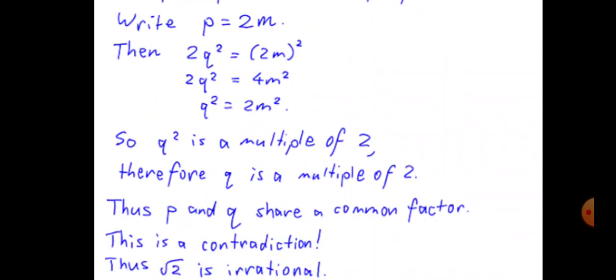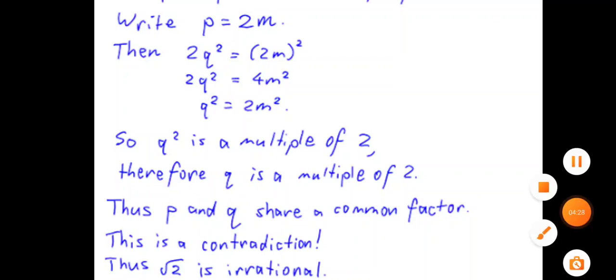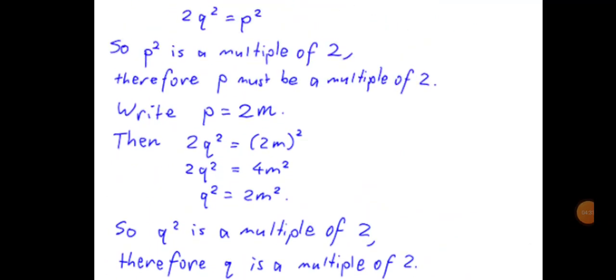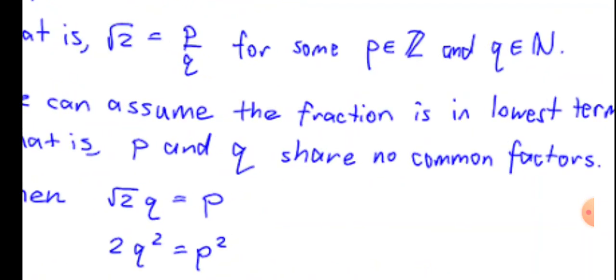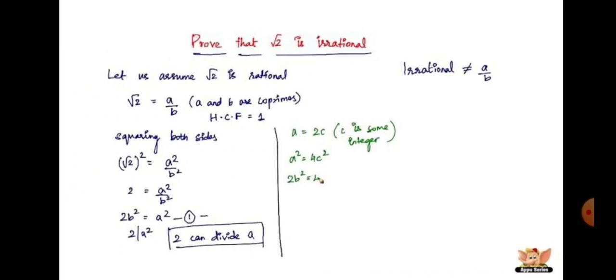Then 2q square equal to 2m whole square, 2q square equal to 4m square. Q square equal to 2m square. So q square is a multiple of 2. Therefore q is a multiple of 2. Thus p and q share a common factor. This is a contradiction. Thus under root 2 is irrational. इस प्रकार के समय हम क्या करते हैं कि हम उसको रेशनल मान के चलते हैं और उसको कॉन्ट्राडिक्टरी बताकर उसको प्रूव कर देते हैं.